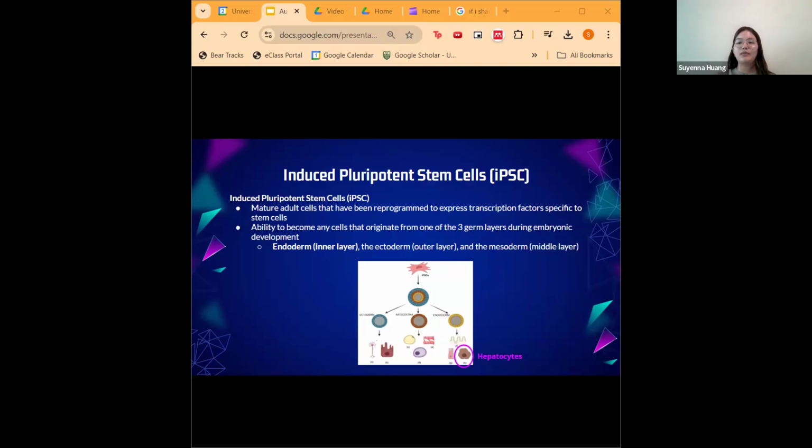And this is done by expressing certain transcription factors, which are specific to stem cells, including things like OCT3/4 or SOX2 and c-MYC and KLF4. Now, these cells have the ability to become any of the 3 germ layers, which are part of the embryonic tissue. So these include the endoderm, the ectoderm, and the mesoderm. We're most interested in the endoderm because that's where the hepatocytes come from. And you can see that in the cells circled in the pink circle.